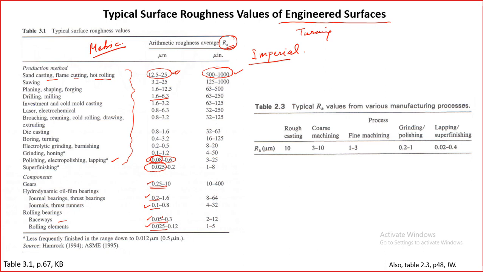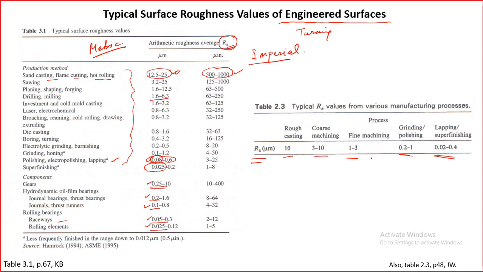Here again, we have similar data from another table. Ra value of rough casting 10 micrometer, coarse machining 3 to 10, fine machining 1 to 3, grinding 0.2, and polishing and lapping 0.02.